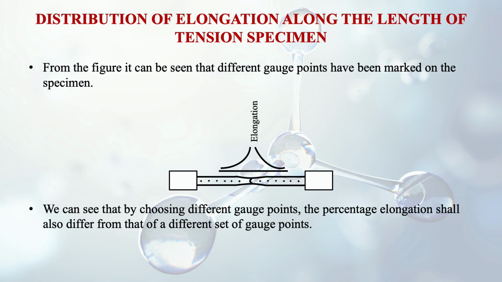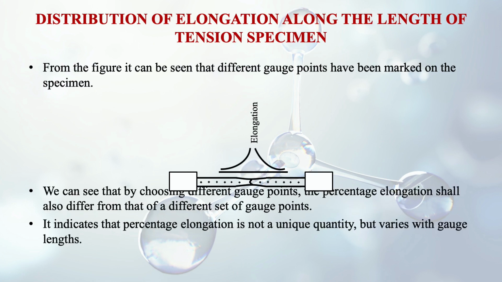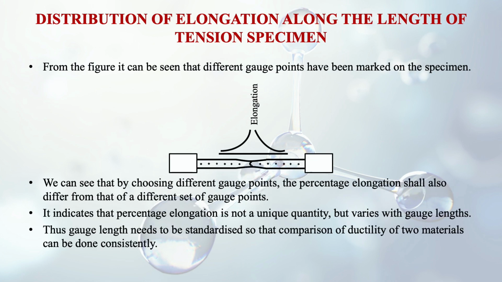So suppose I take the inner two gauge points from both the sides, then that elongation will be different from the 2 points which are at the outermost part. So that's what it means, that the gauge length can vary depending upon the point which we are choosing. So it indicates that percentage elongation is not a unique quantity but varies with gauge lengths. Thus gauge length needs to be standardized so that comparison of ductility of two materials can be done consistently.